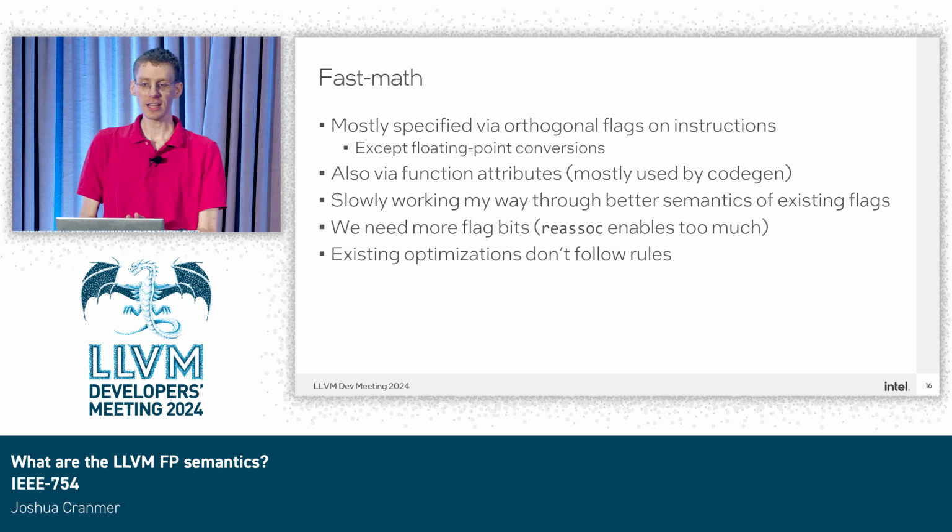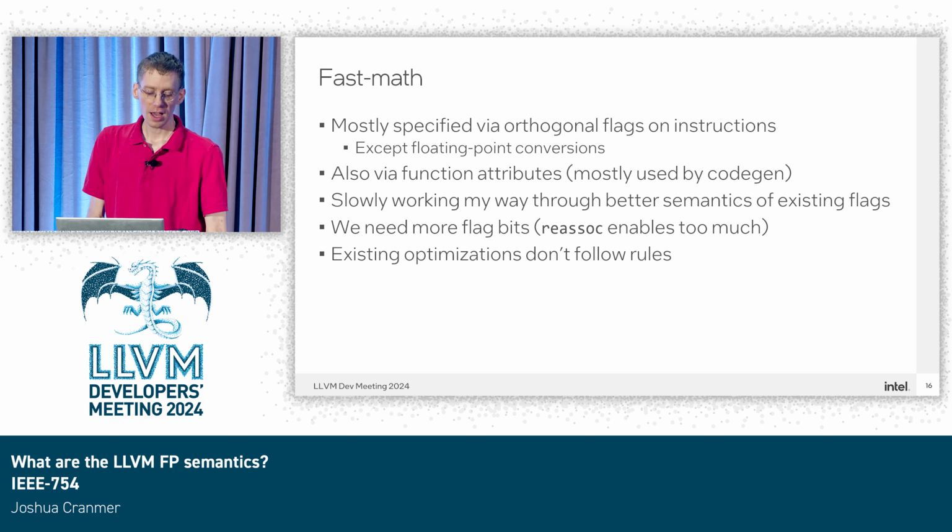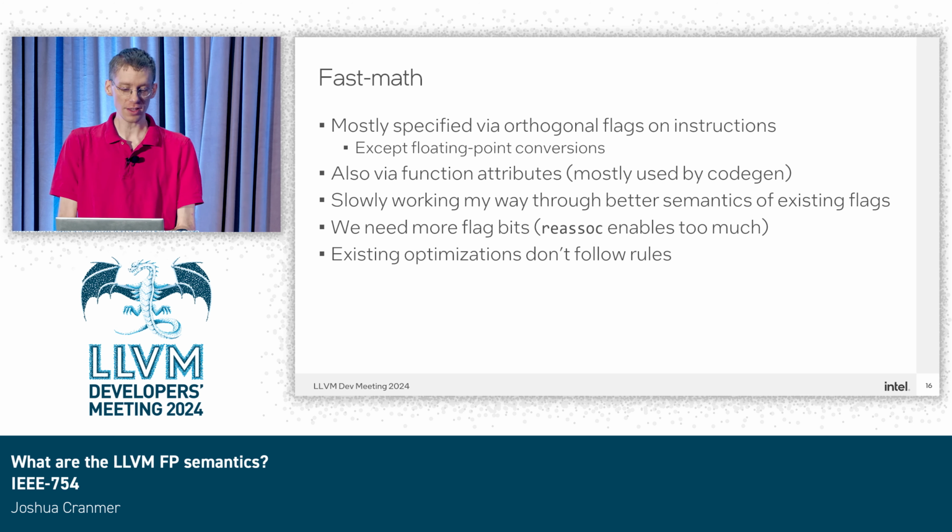The actual underlying semantics of these flags are, for the most part, extremely underdefined, and in many cases, it's not clear what they actually mean. If you've ever read the definition of afn, for example. I have been slowly going through all of these flags and trying to come up with better definitions for all of them, but it does take a lot of time to actually go through and analyze what should be the case. I can say with a lot of certainty, however, we do need a lot more flag bits. For example, reassociation does way too much.